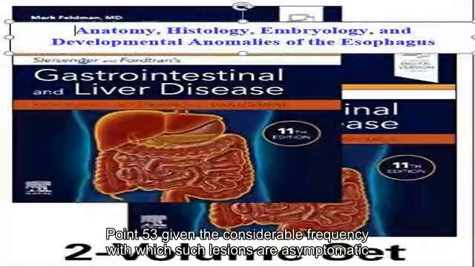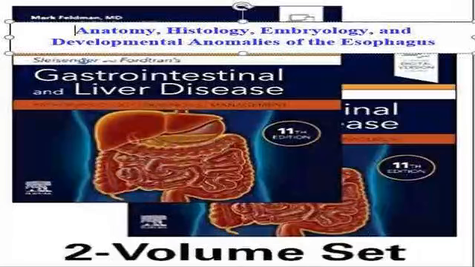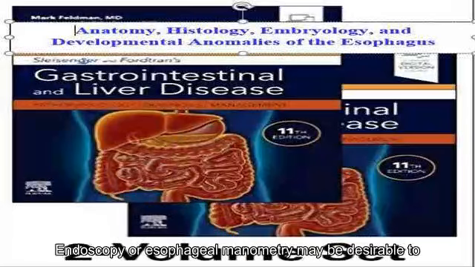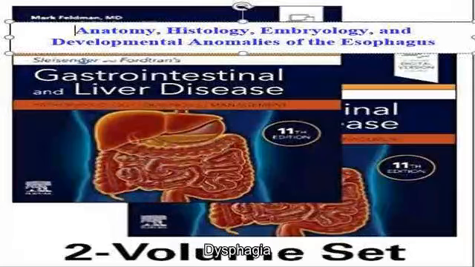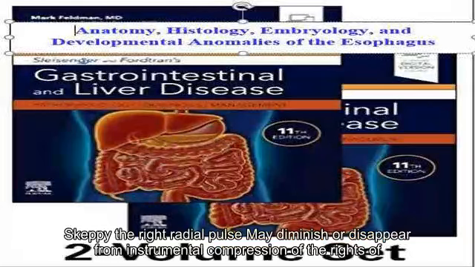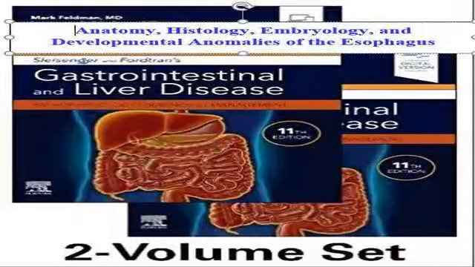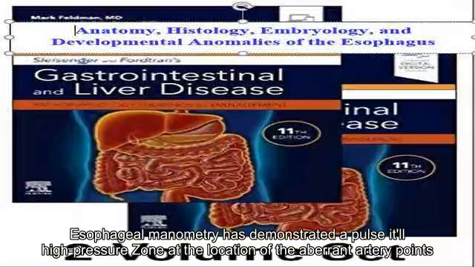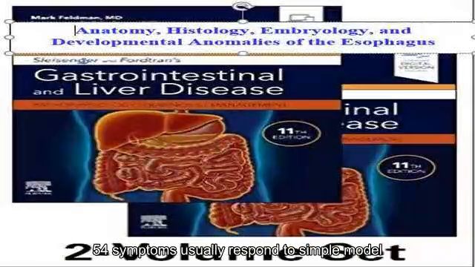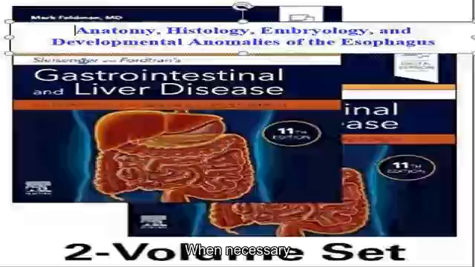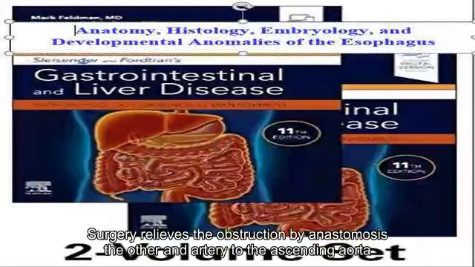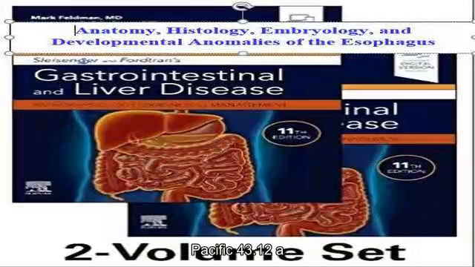Given the considerable frequency with which such lesions are asymptomatic, endoscopy or esophageal manometry may be desirable to exclude other causes of dysphagia. During endoscopy the right radial pulse may diminish or disappear from instrumental compression of the right subclavian artery. Esophageal manometry has demonstrated a pulsatile high-pressure zone at the location of the aberrant artery. Symptoms usually respond to simple modification of the diet to meals of soft consistency and small size. When necessary, surgery relieves the obstruction by anastomosing the aberrant artery to the ascending aorta, see Fig 43.12a.